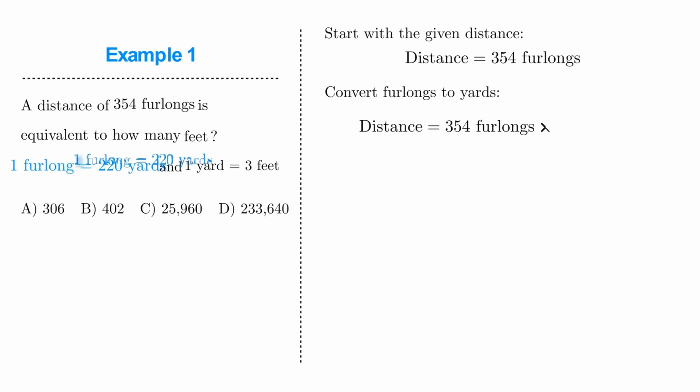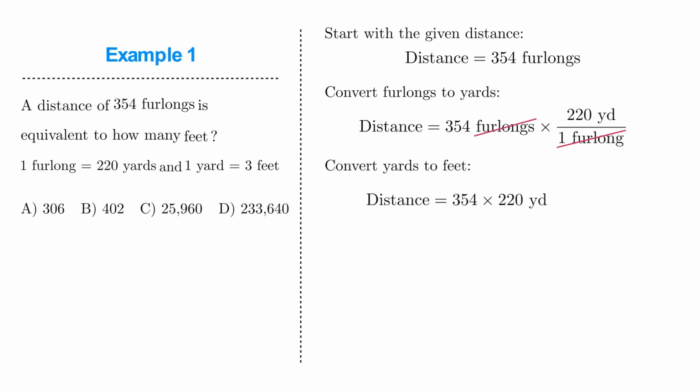We multiply by the ratio of 220 yards over 1 furlong. Placing furlongs in the denominator allows the unit to cancel out. Now we convert yards to feet. We multiply by the ratio of 3 feet over 1 yard. Again, yards appears diagonally in the denominator, allowing it to cancel out.